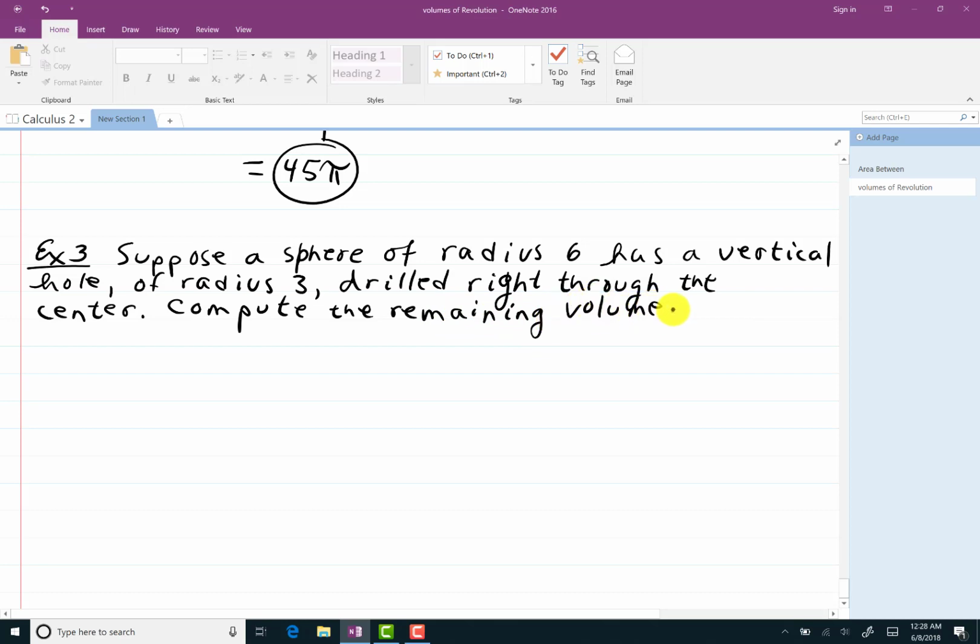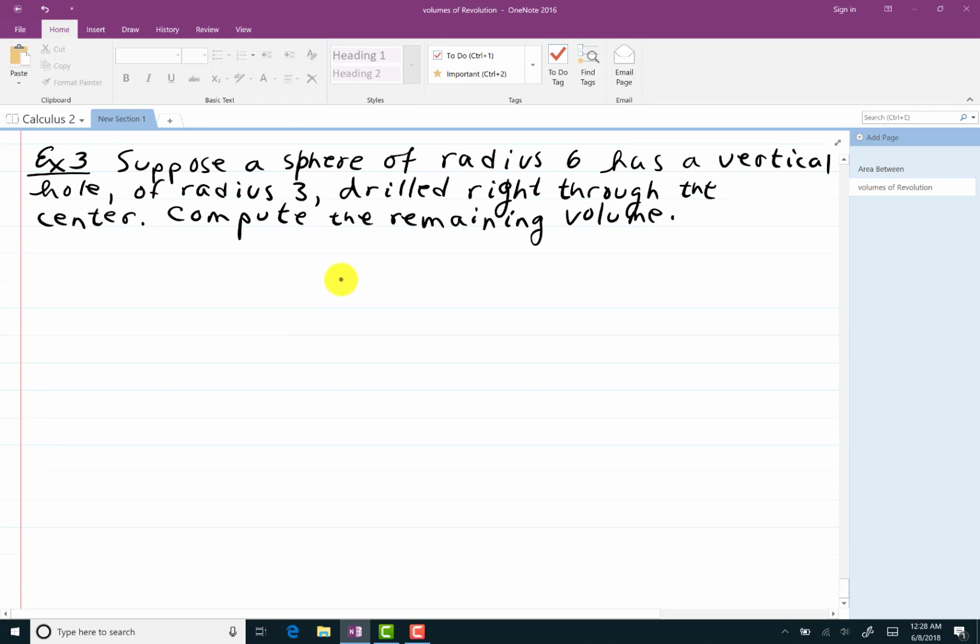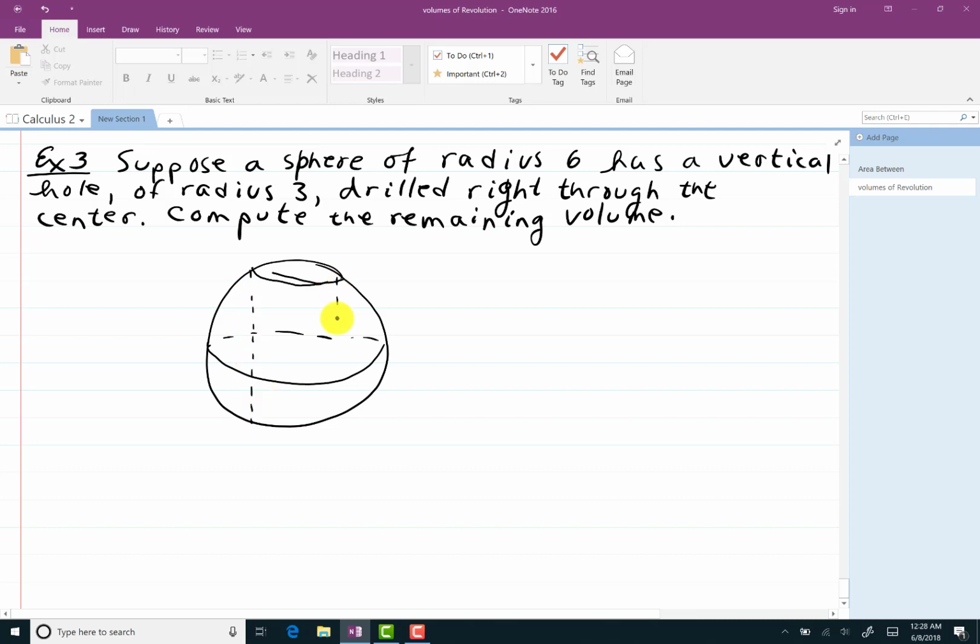So, what's happening here is we're going to start with a sphere, radius 6, and then what we're going to do is come in here and drill a hole. So it's going to cut off this, come through, and then cut down here as well. So what you'll be left with is a sphere with a hole right through the heart of it.